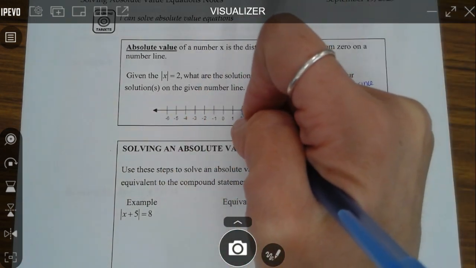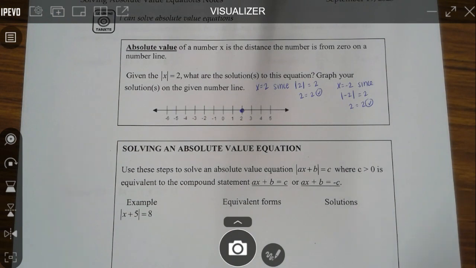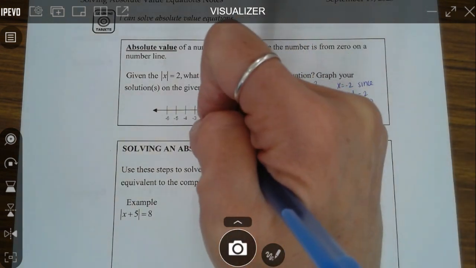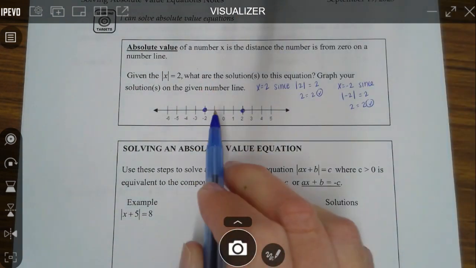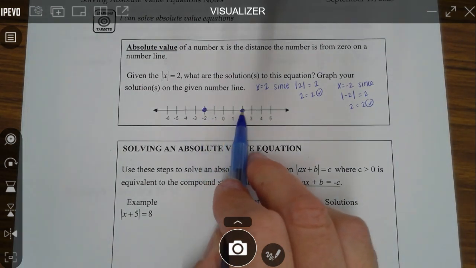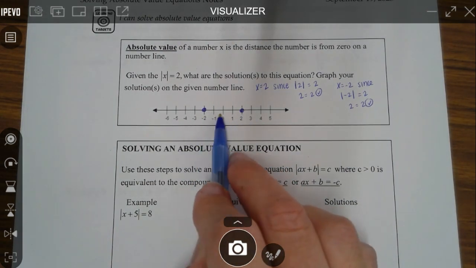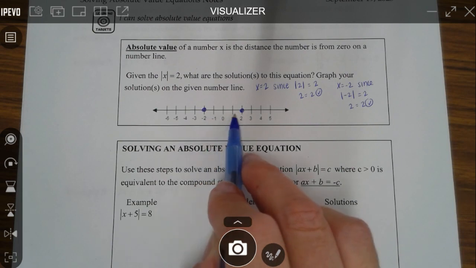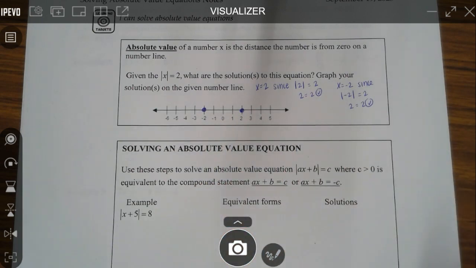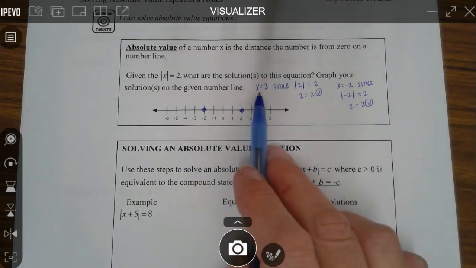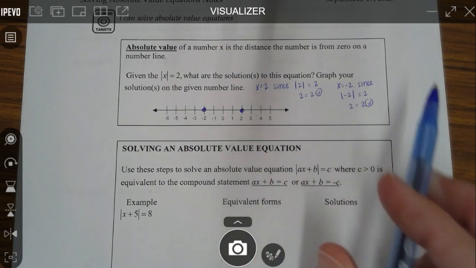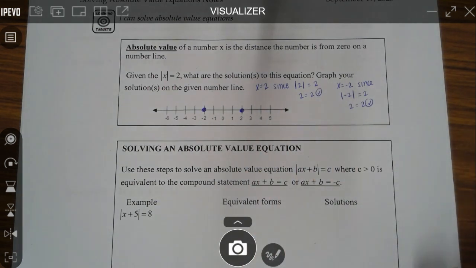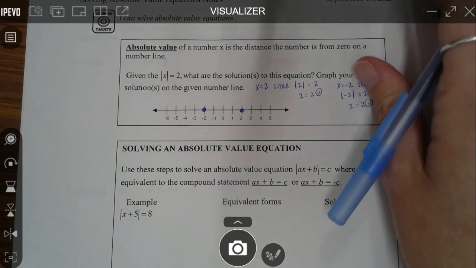And if I plot those x values on my number line here, negative 2 and positive 2, they are the same distance away from 0. So that's what the absolute value means. These values are both 2 units away from 0. So keep this in mind as we're going through these problems, because remember that there could be multiple solutions here that would make an absolute value equation true.